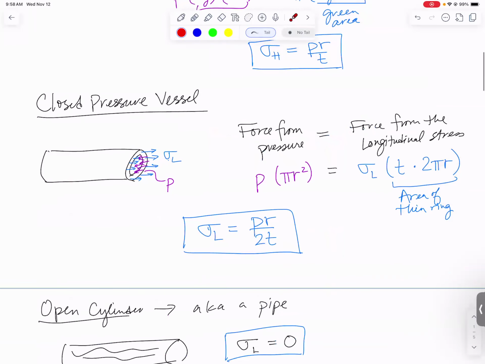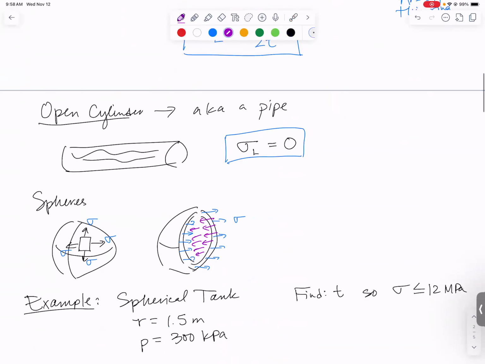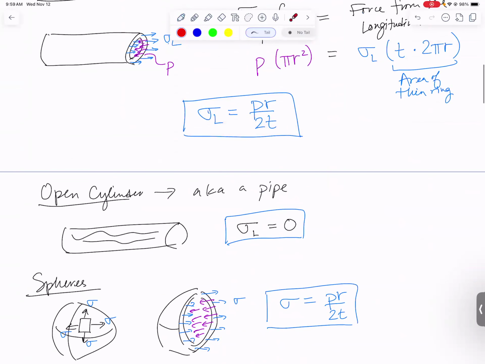Or does it look more like our closed pressure vessel picture, where we had the pressure acting over a circle and the longitudinal stress acting around the edges? This is going to look just like our longitudinal. So the stress in a sphere is equal to PR over 2T. It's the same equation as for that longitudinal stress in a closed pipe.